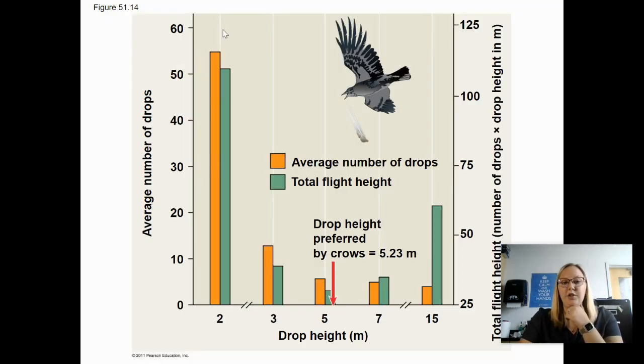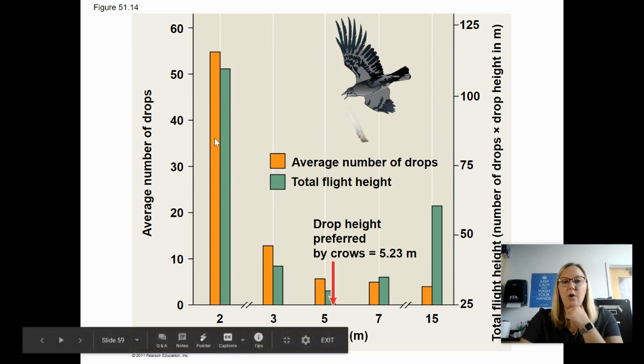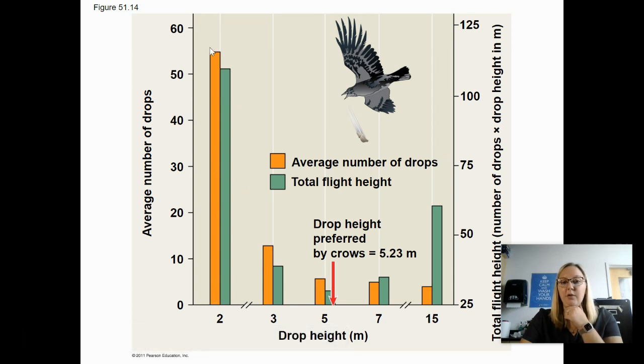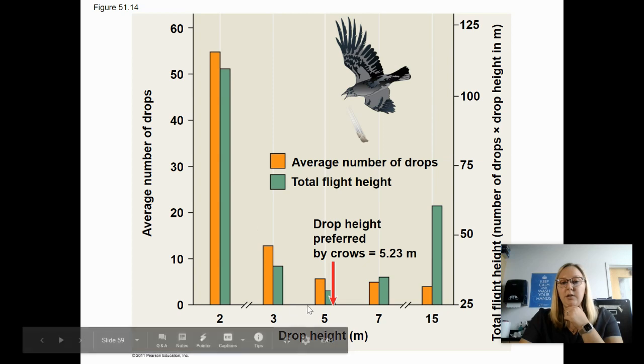So this is just showing the lower the height, the higher the average number of drops. And then over here at the same time, if we're looking at flight height, it goes up in flight height again. So the optimal is right here, 5.23 drop height to get less than 10 drops in order to eat the food.